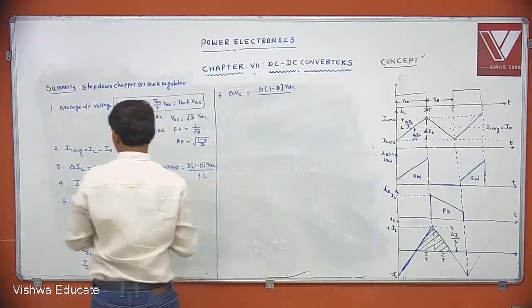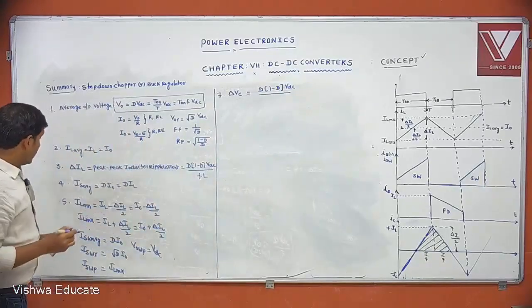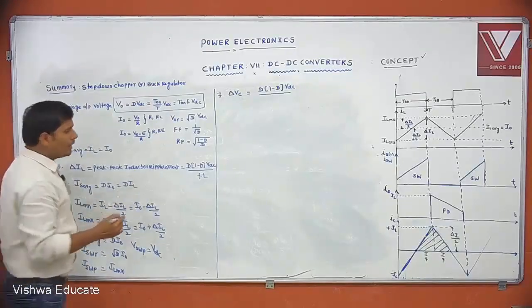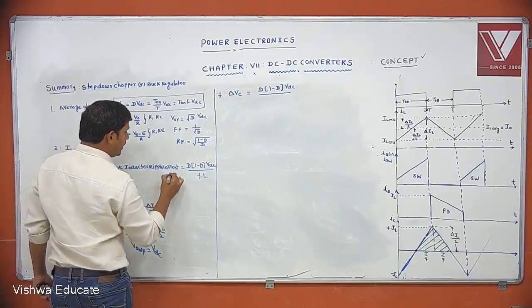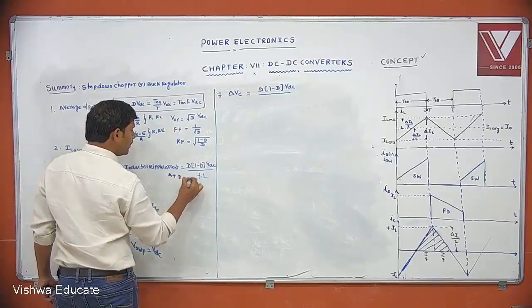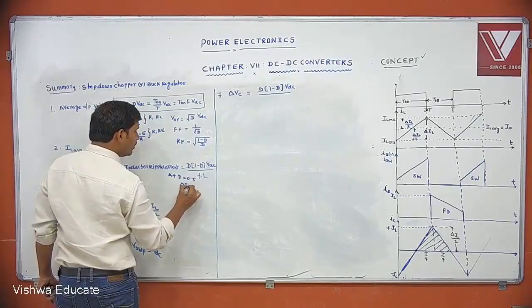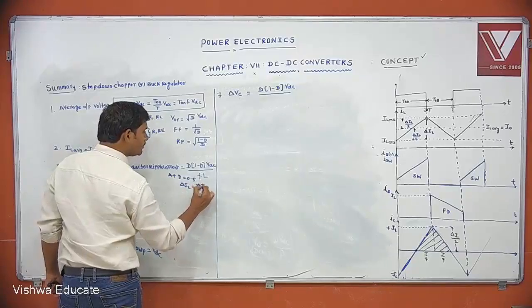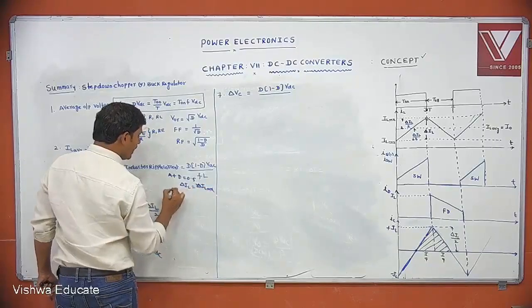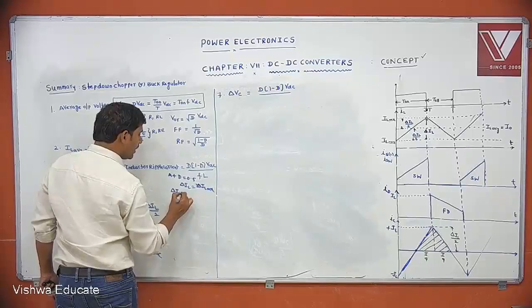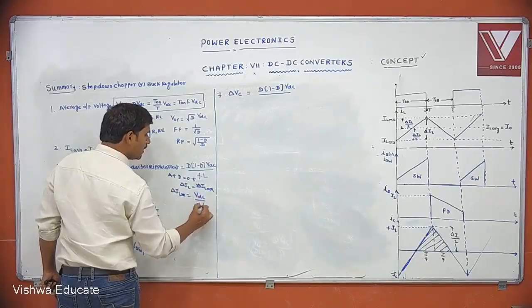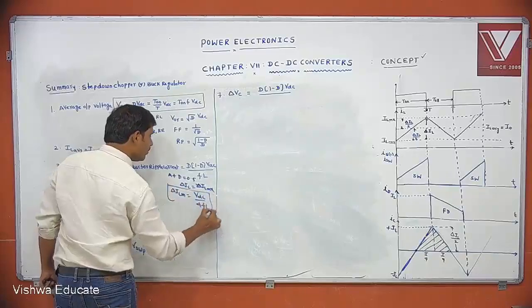Before that, delta IL you calculate, na. This is peak to peak inductor ripple current. At D equal to 0.5, delta IL equals delta IL max. What is delta IL max equal to? Delta IL max equals VDC by 4FL. This we calculated, VDC by 4FL.